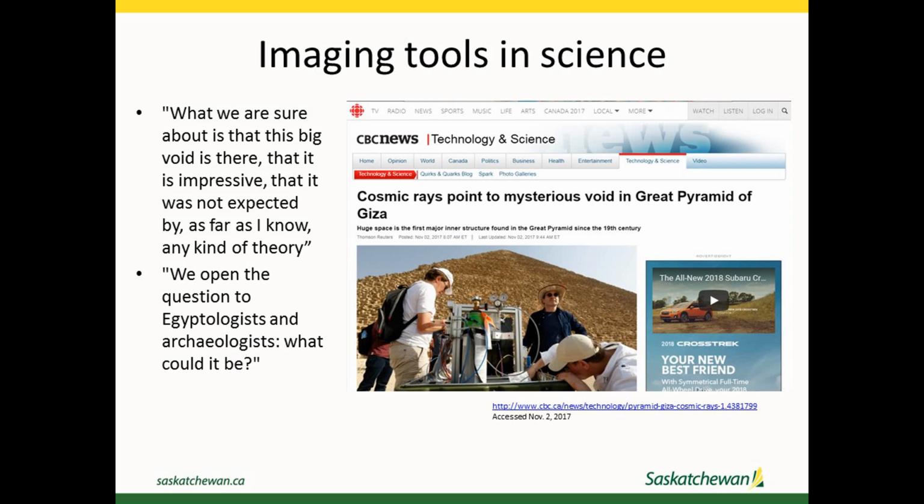Before we start though, I came across this article on CBC about a month ago about using cosmic rays to image the Great Pyramid of Giza, and I decided to click on it to see, and it was pretty uncompelling, but there were some great quotes in here, and I'm going to read these quotes for you. So this is what the guys who found the void said: what we are sure about is that this big void is there, that it is impressive, that it was not expected by, as far as I know, any kind of theory. We open the question to Egyptologists and archaeologists, what could it be? That's what we're doing here today.